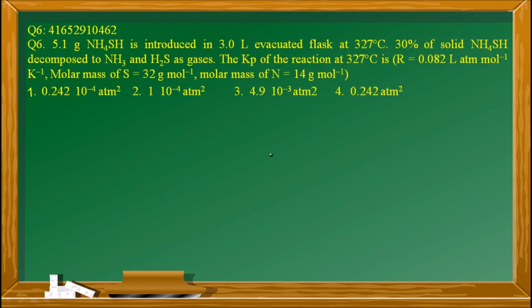Next, question number 6. 5.1 grams of ammonium hydrosulfide is introduced in a 3 liter evacuated flask at 327 degrees centigrade. 30% of the solid, that is ammonium hydrosulfide, decomposed to ammonia and hydrogen sulfide gases. The Kp of the reaction at 327 degrees is equal to 0.0882 liter atmosphere per mole. The molar mass of sulfur is 32 grams per mole. The molar mass of nitrogen is 14 grams per mole. Options are 0.242; option 2 is 1; option 3 is 4.9; option 4 is 0.242 atmosphere square. Let us see the solution.